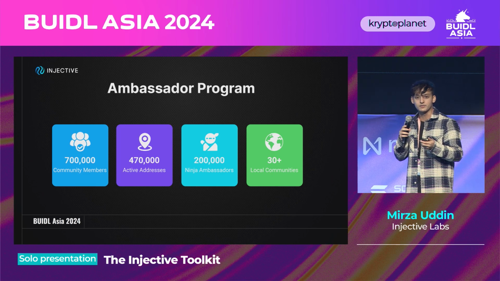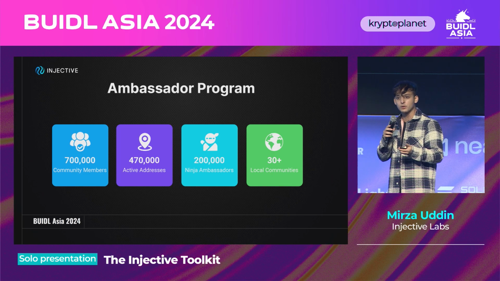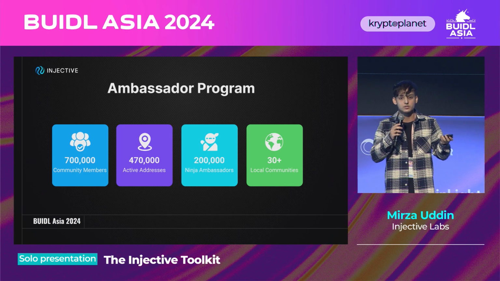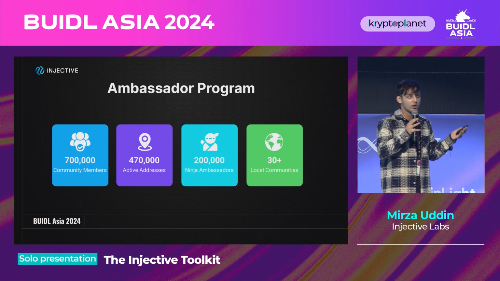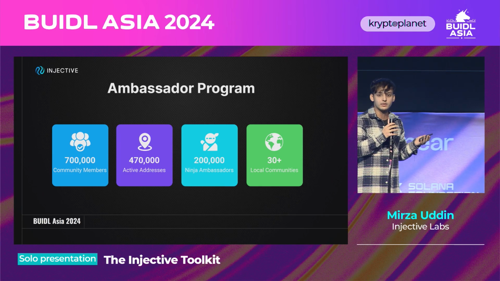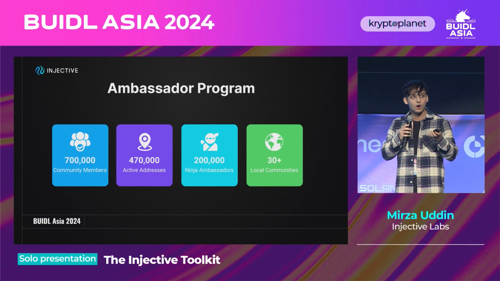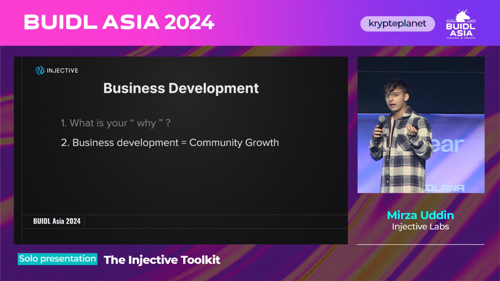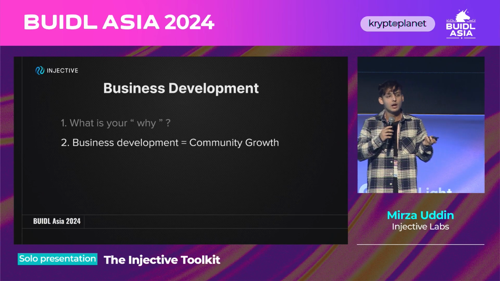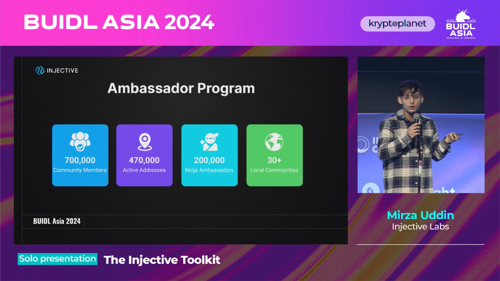So right now, Injective has a community of over 700,000 people across socials, across meetups, across any sort of metric you might think of. But it only happened because we, again, honed in on community growth and really focused in on community. What that means is we started off very small.